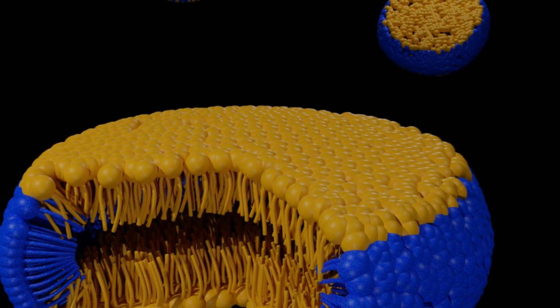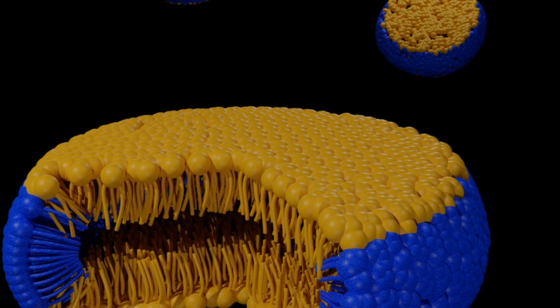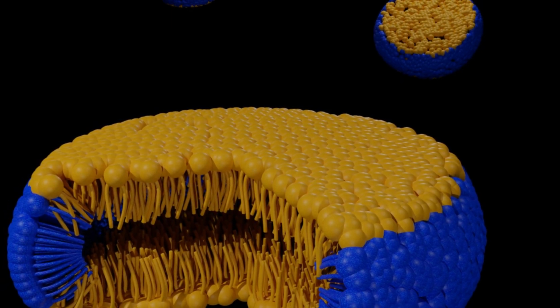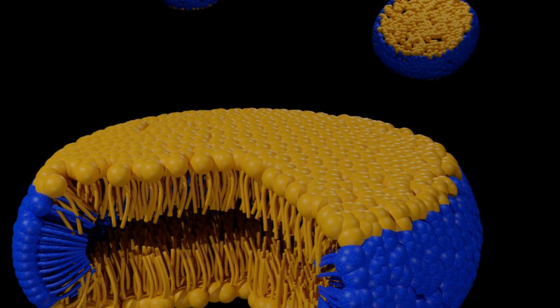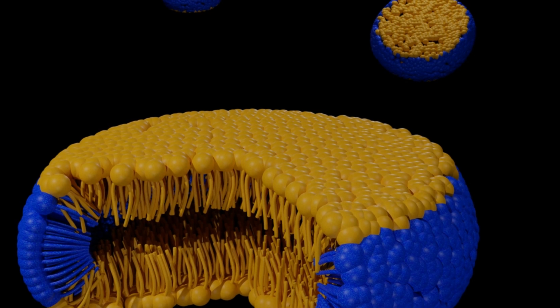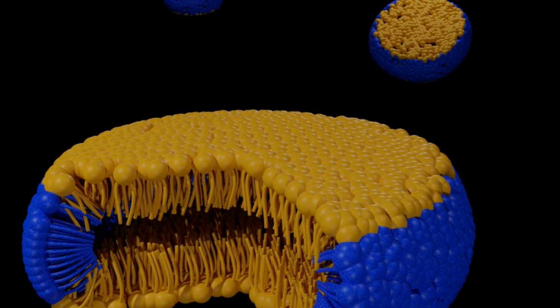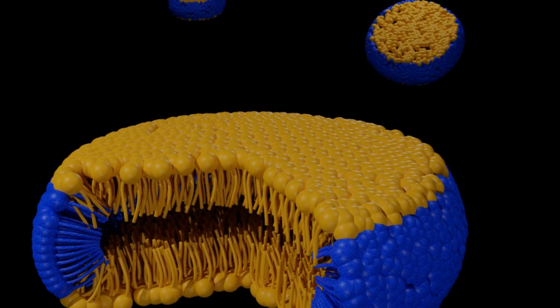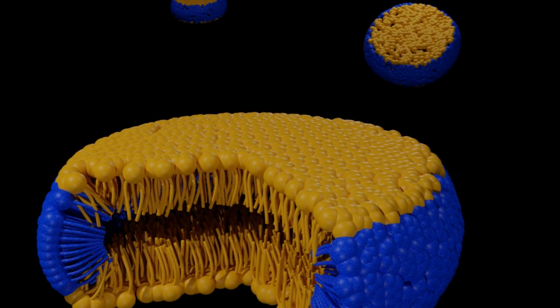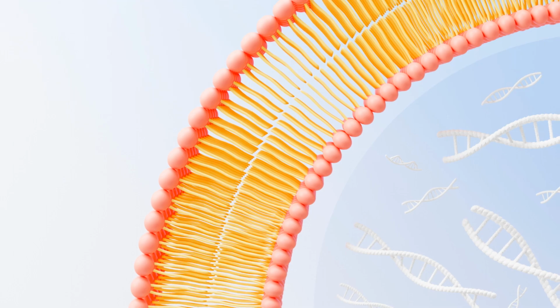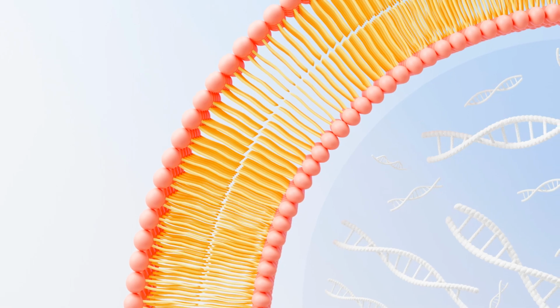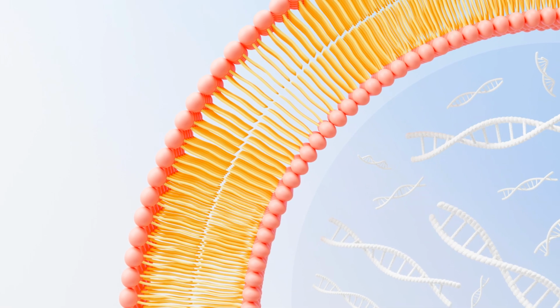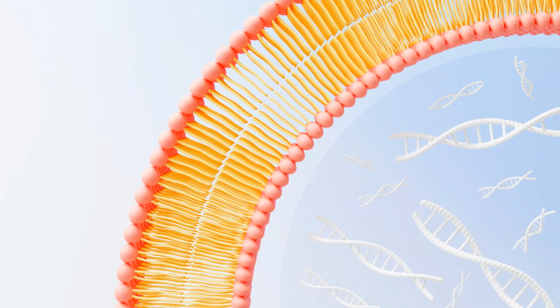When placed in an aqueous environment, phospholipids spontaneously arrange themselves into a bilayer, with the hydrophilic heads facing outward toward the water on both sides of the membrane, and the hydrophobic tails pointing inward, away from water, forming a stable hydrophobic core. This natural arrangement produces a dynamic, double-layered sheet that is essential for maintaining cellular integrity.